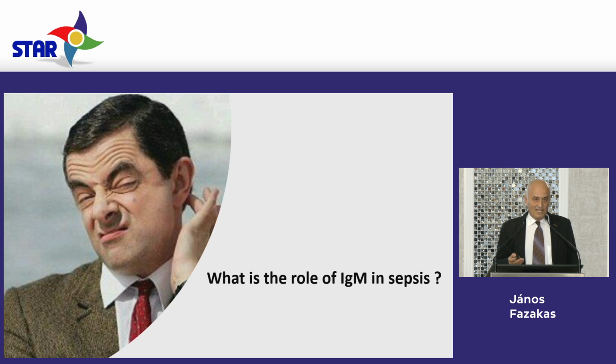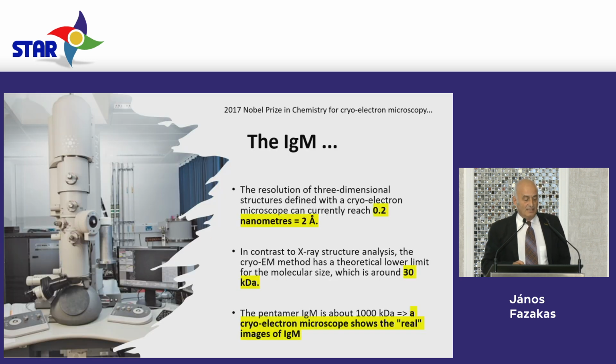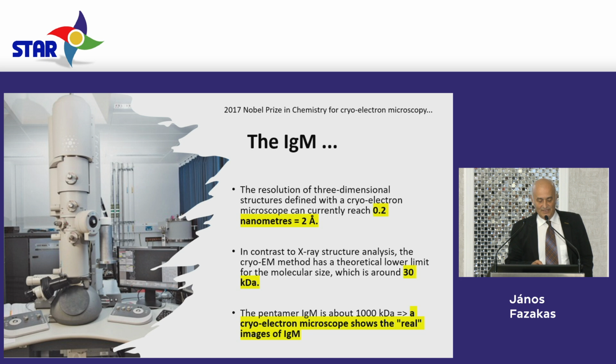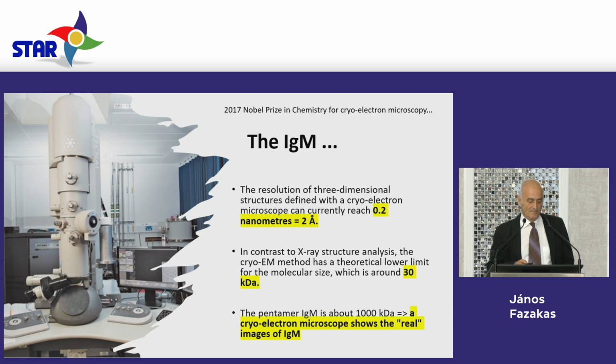What is the role of the IgM in sepsis? In 2017, the Nobel Prize in Chemistry was given for cryo-electron microscopy. And this cryo-electron microscope can currently examine molecules at the level of 2 angstroms. And we know that this means around 30 kilodaltons. And the pentamer IgM is about 1,000.